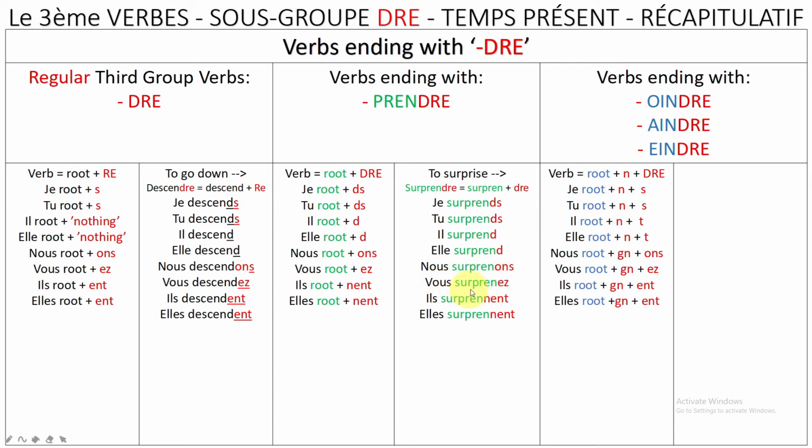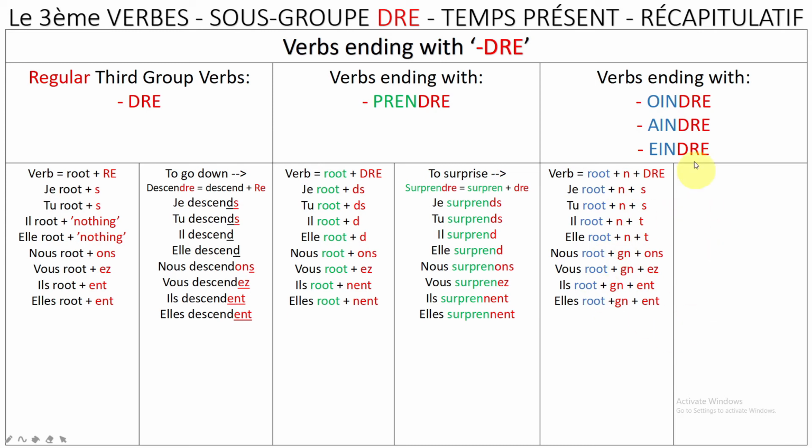So vous surprenez. Ils surprennent, ent at the end of a verb is pronounced like an e. Okay, and the e at the end is called a mute e, so we are not pronouncing this e. So ils surprennent. Finally, elles surprennent, so same logic, ent, so we pronounce e, and mute e, don't pronounce. So elles surprennent. Okay, understood this one?